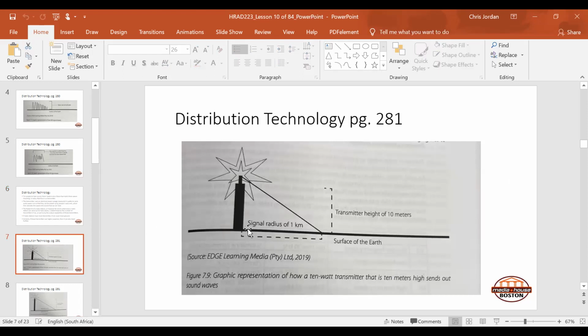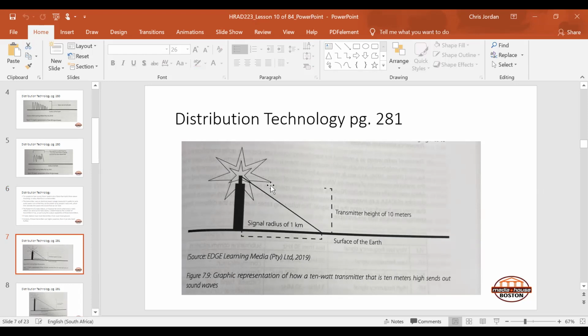As I said, I mentioned the word radius before. The transmitter height might be 10 meters. Again, think of that N1 that goes up and down, which is why we have that loss in transmission as well. And then the signal radius allowed by that particular license agreement with the transmitter: a signal radius of 1 kilometer.